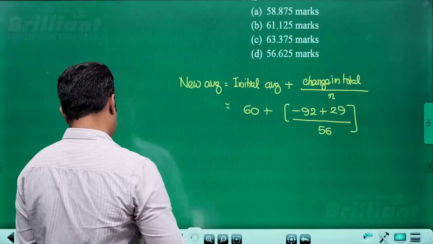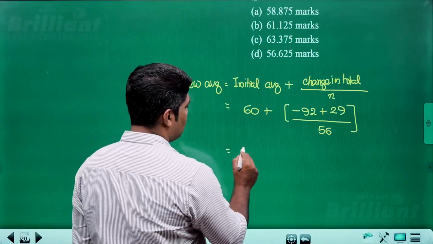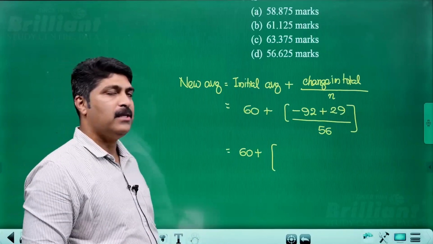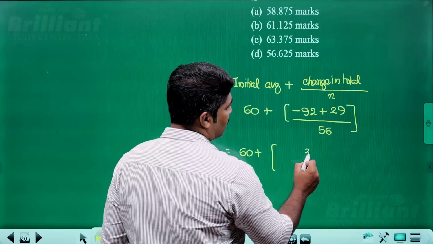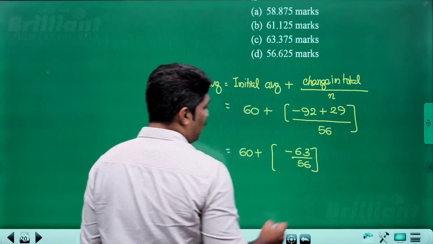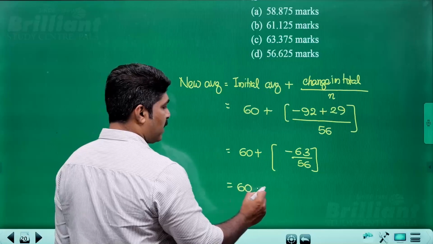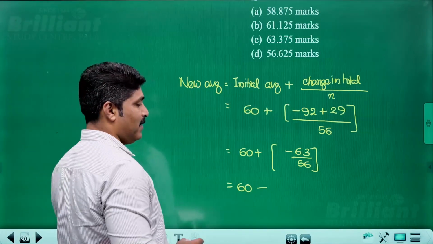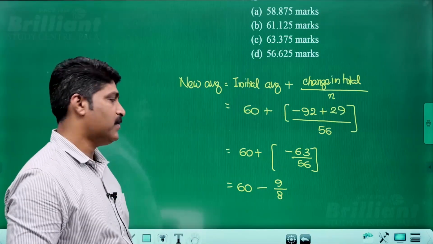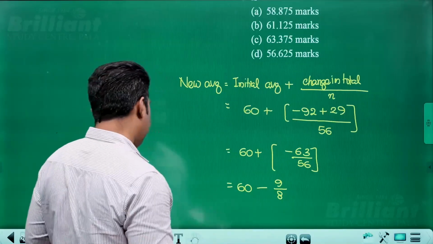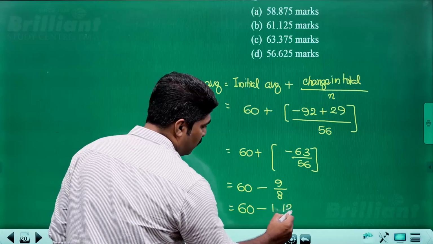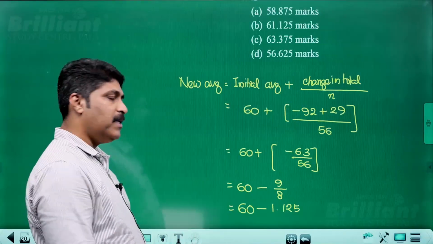Here, just simplify it further. This is 60 plus, what is this value? This is 29 and 92. The difference is 63, so this is minus 63 by 56. These two values are divisible by 7. So this is 9 into 7 over 8 into 7. What is 9 by 8? As we know, 9 by 8 is equal to 1.125.